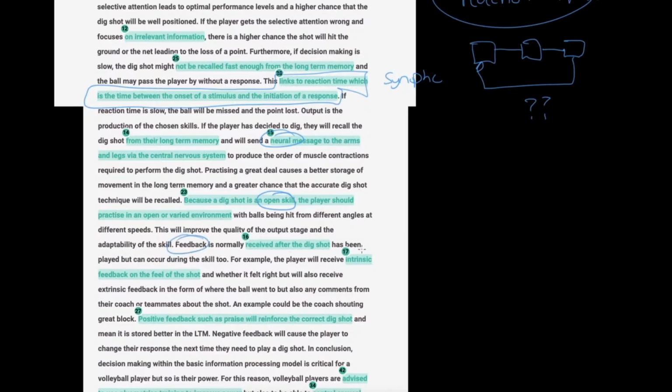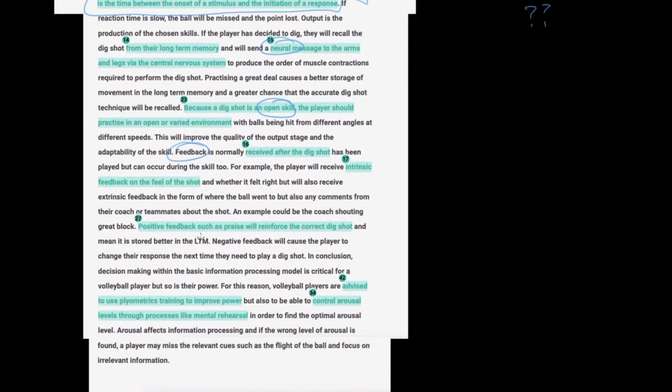Feedback is normally received after the dig shot has been played, but can occur during the skill too. For example, the player will receive intrinsic feedback from the feel of the shot and whether it felt right, but will also receive extrinsic feedback in the form of where the ball went, but also any comments from their coach or teammates about the shot. An example could be the coach shouting, "Great block." Now, we're just going to talk a little bit about feedback here. Positive feedback such as praise will reinforce the correct dig shot. So I'm just, again, synoptically linking here and mean it is stored better in the long-term memory. Negative feedback will cause the player to change their response the next time they need to play a dig shot.